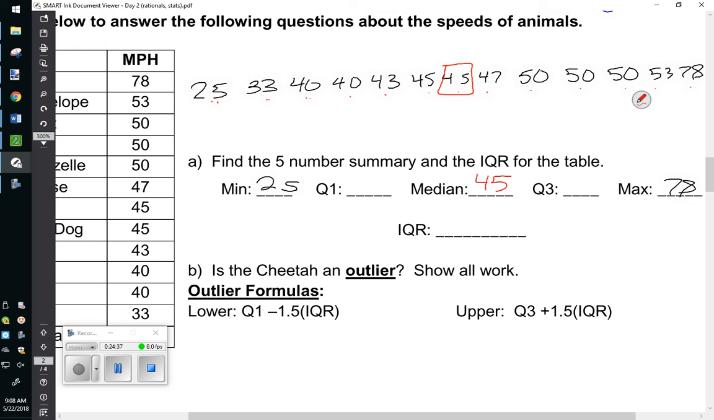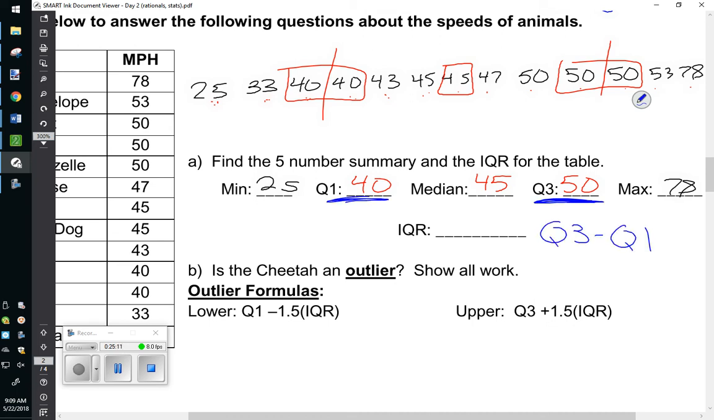That's the middle. So if that's the middle, then I'm counting these numbers here. Okay, I'm looking at these 1, 2, 3, 4, 5, 6 numbers. What is the middle of those 6 numbers? The two 40s. So right there is the middle. It's still 40. Same for the upper half. It's going to be these two numbers. It's right there. It's 50. IQR means interquartile range, or in other words, you take your Q3 minus Q1. 50 minus 40, that's 10.